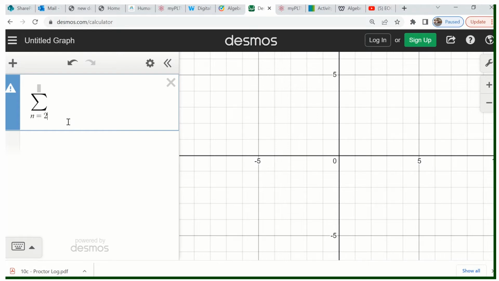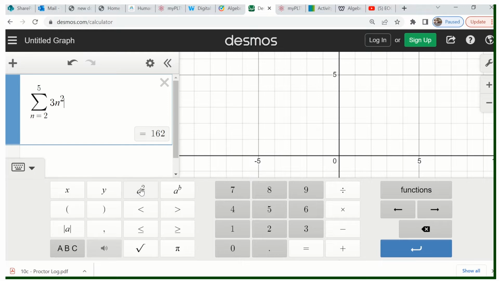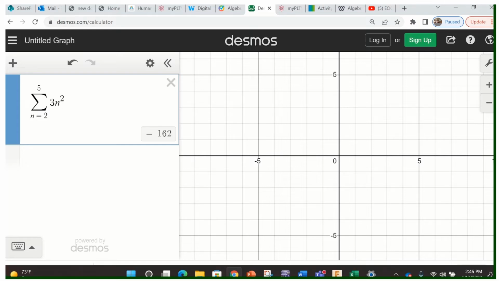So we're going to do n equals 2, and then I use my mouse, I click right up here, so 5. And then right there, I'm going to type in 3n, and then we want to do squared. And there is your answer. And so Desmos will evaluate this for you if you don't remember. What you need to remember is that sigma means sum. So this is an adding problem, and that'll tip you off as to which command you need to write in Desmos. Okay.